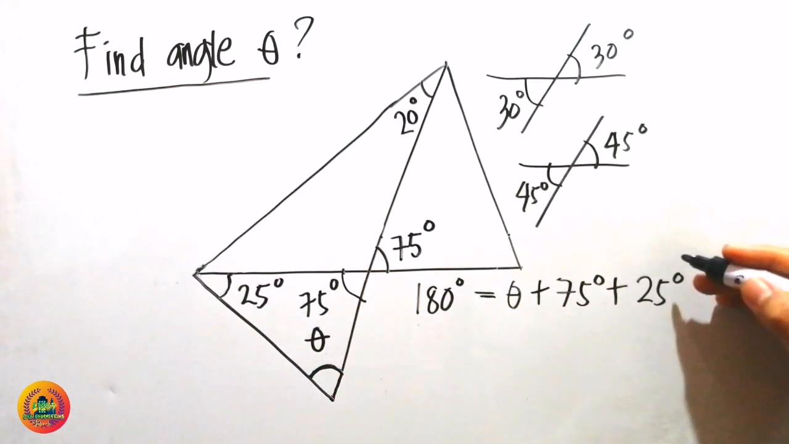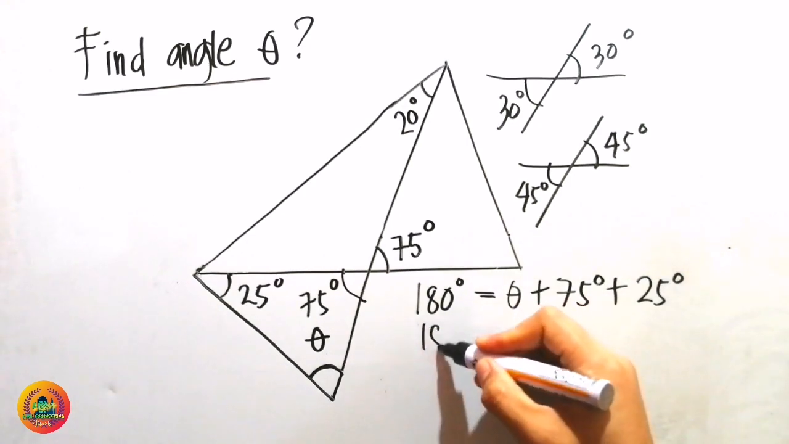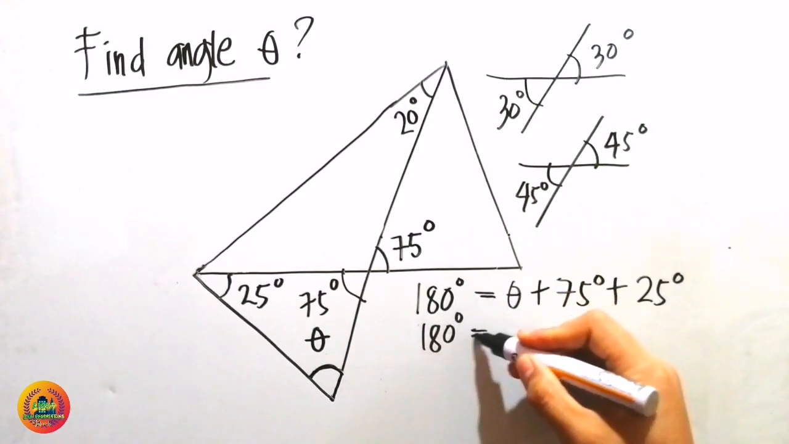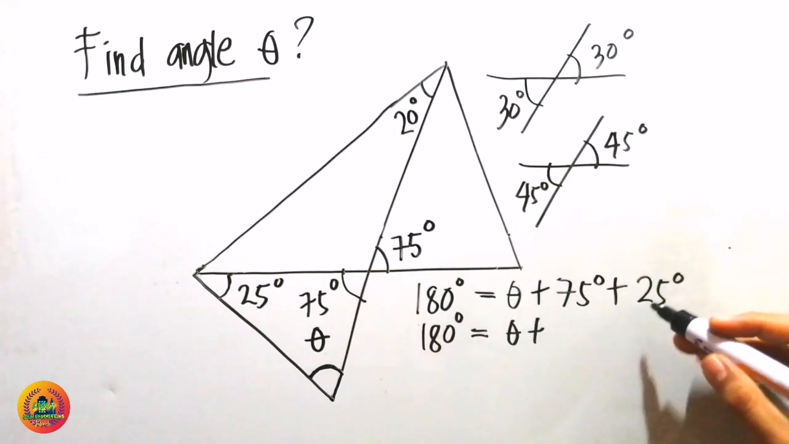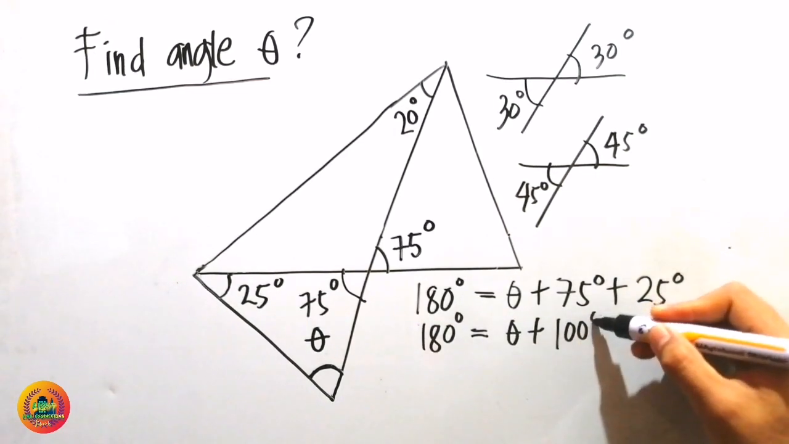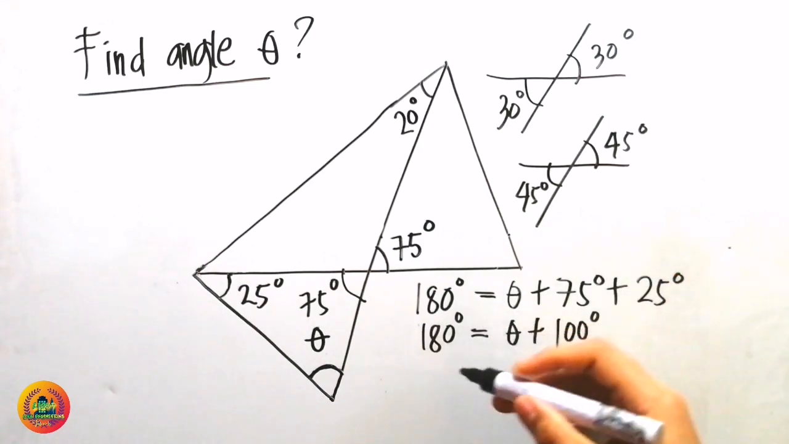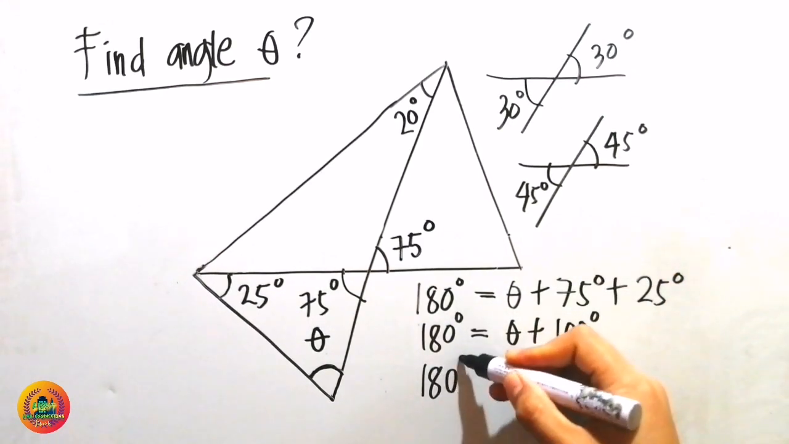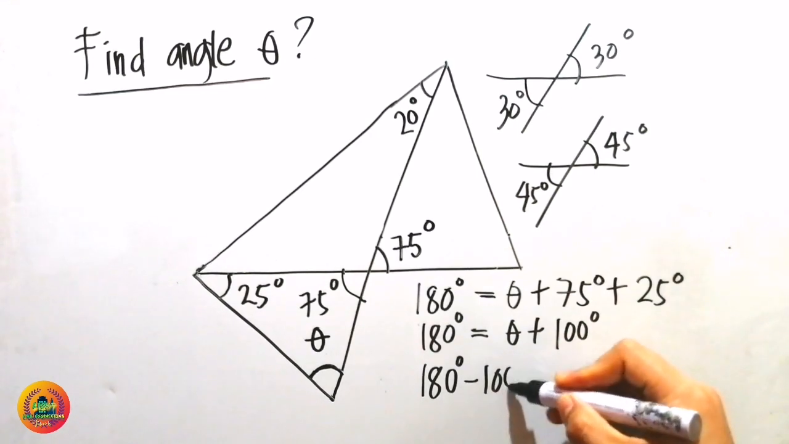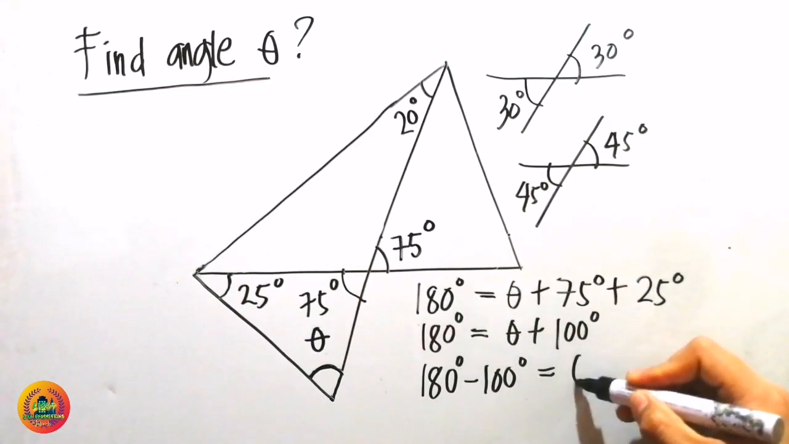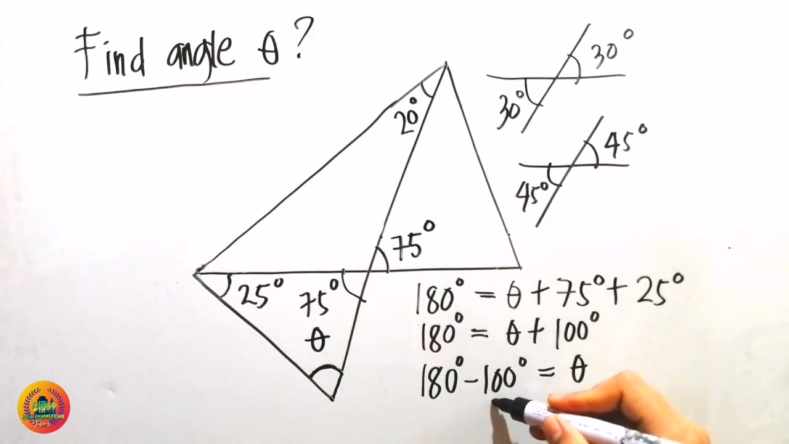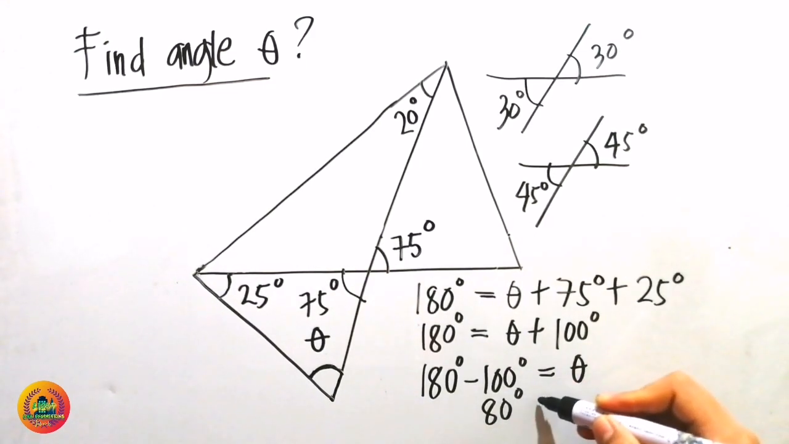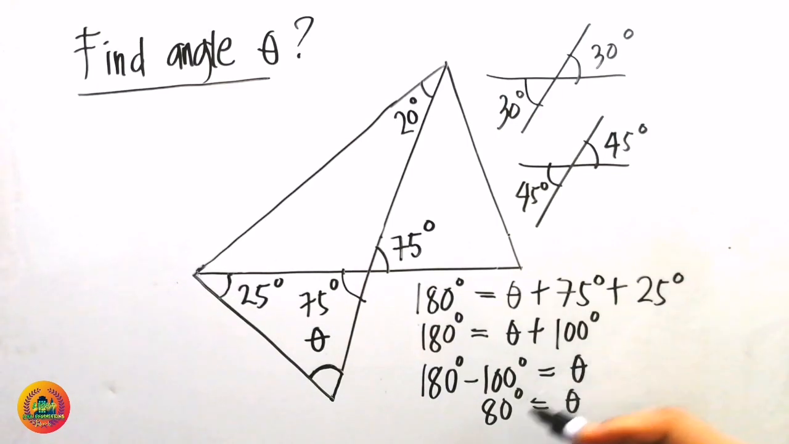Then this becomes 180 degrees is equal to theta plus 100 degrees. Then we will transpose 100 degrees. This becomes 180 degrees minus 100 degrees is equal to theta. So we will subtract. The answer is 80 degrees is equal to theta. So we have now the answer.